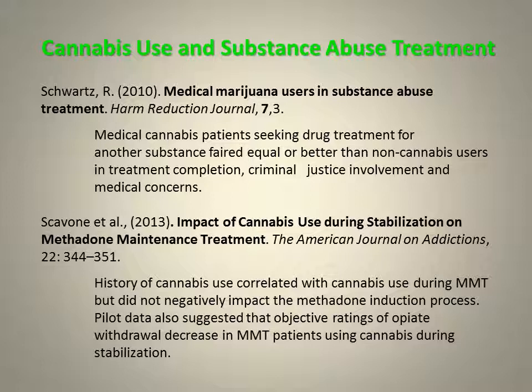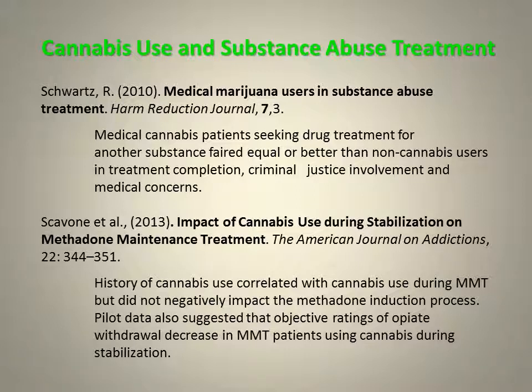Exploratory research suggests that cannabis use does not interfere with formal substance abuse treatment. Data from the California Outcomes Measurement System compared treatment outcomes between authorized medical cannabis users and non-cannabis users who were admitted to a public substance abuse program in California. And although the sample was small, the medical cannabis patient group fared better or equal than non-cannabis users in important outcome categories such as treatment completion, criminal justice involvement, and medical concerns.